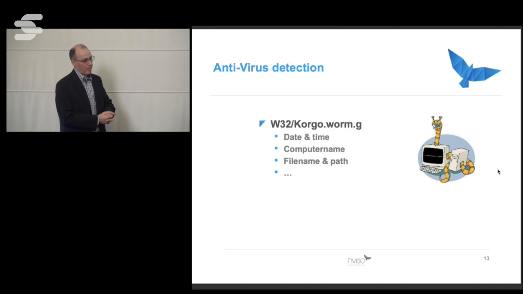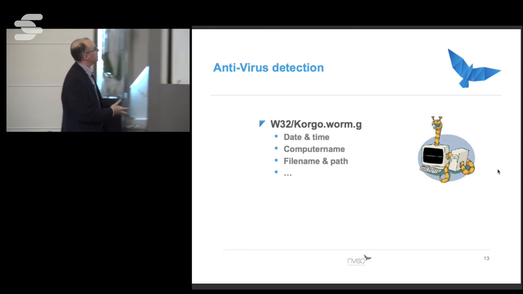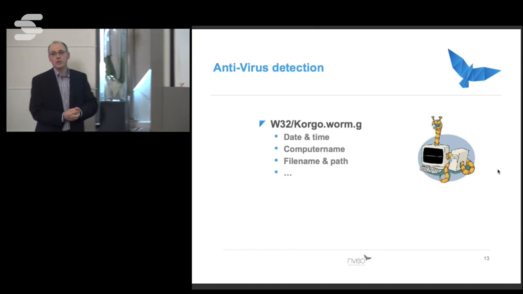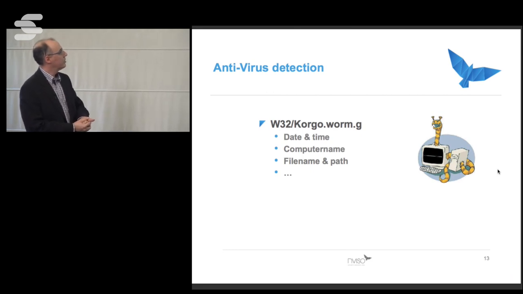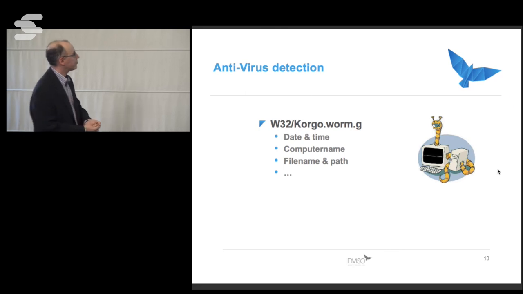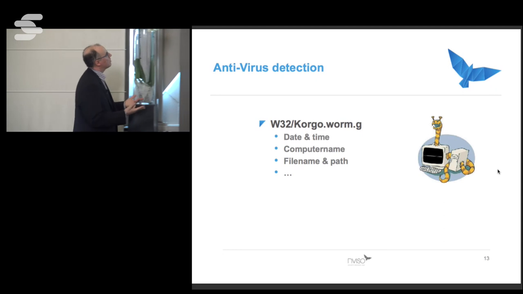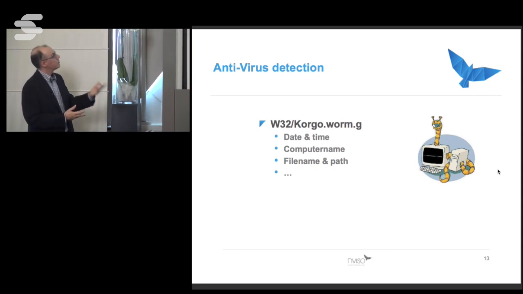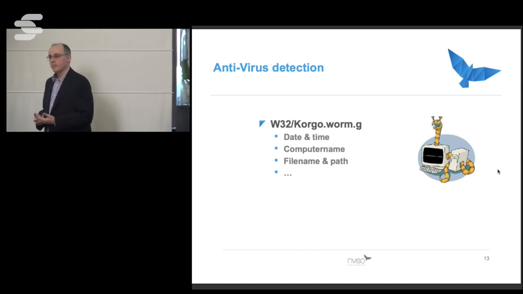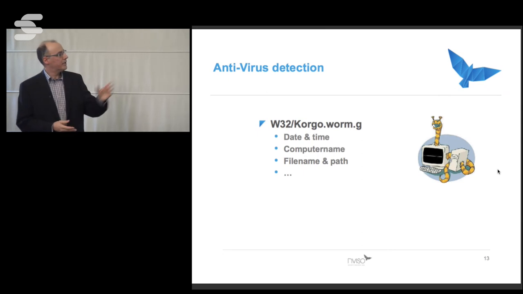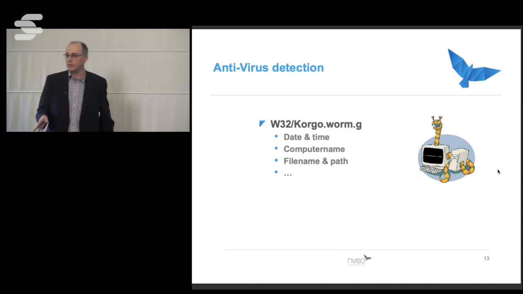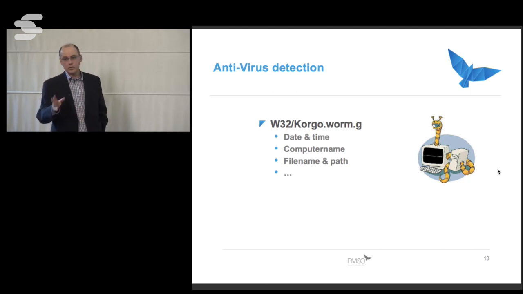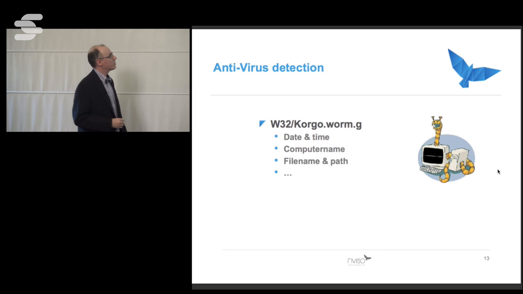So to come back to our detection, this is typically the kind of detection. Well, it's not an actual detection, but it highlights the information that you will get in an alert from the antivirus. First of all, there is a name for the malware from the antivirus: w32/corgo.worm.g. That information, if you know a bit about antivirus alerts, already tells you some things. For example, W32 tells you that it is malware targeting the Windows operating system. It doesn't necessarily mean that it is 32-bit. It could also be 64-bit. But in this case, W32, I know, okay, this is targeting the Windows operating system.